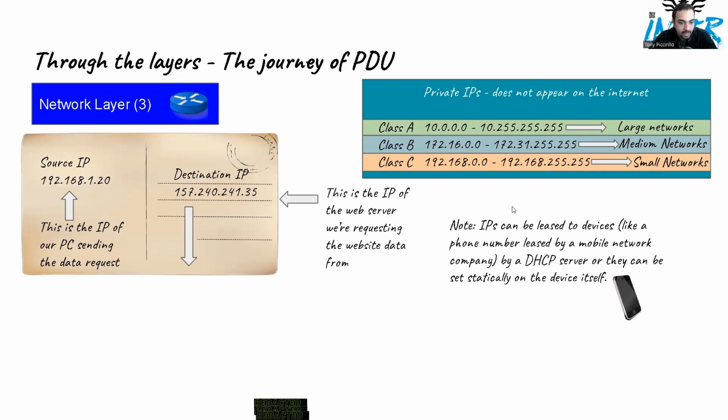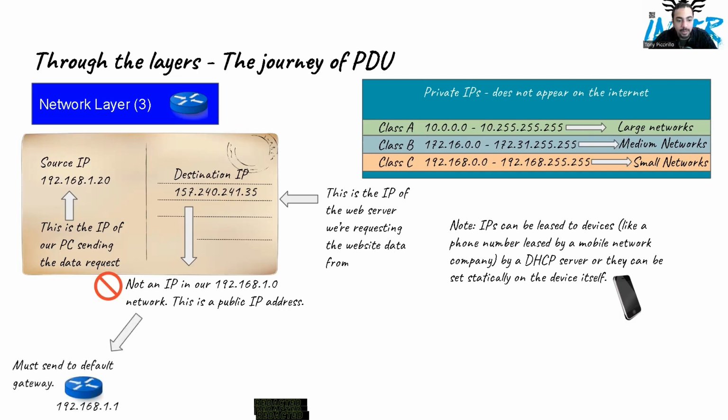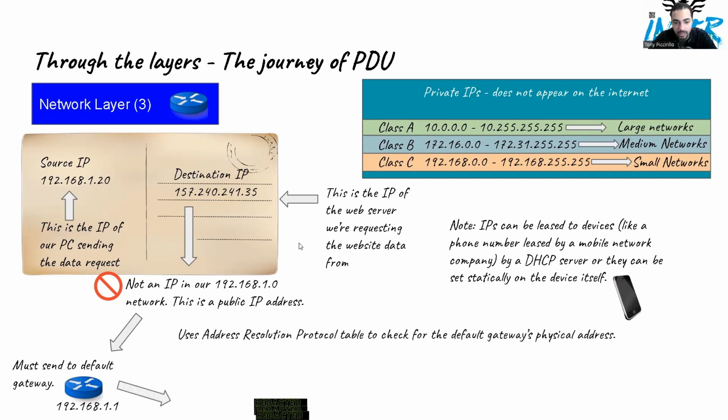So going back to the destination IP, we can now see that this IP is not in our local 192.168.1.0 network, and it's also not a private IP at all. That means this is a public IP address. Because this IP is not in our network, we need to send our PDU to our default gateway, which is a router. How does our computer know that our default gateway's router IP is 192.168.1.1? That's because we either have our IP addressing set to DHCP and our network gives us an IP address and tells us basically, or we set it statically in our IP configuration settings in our laptop.